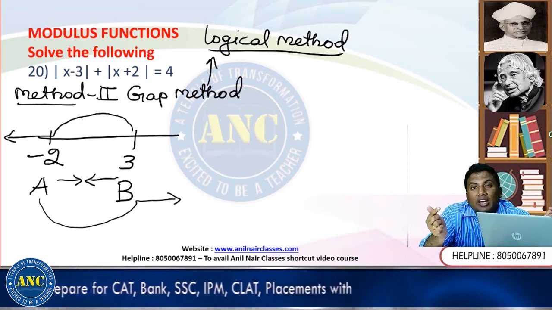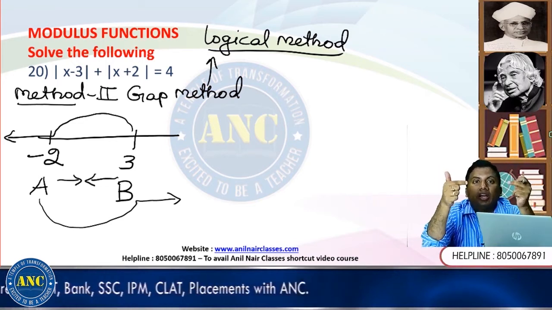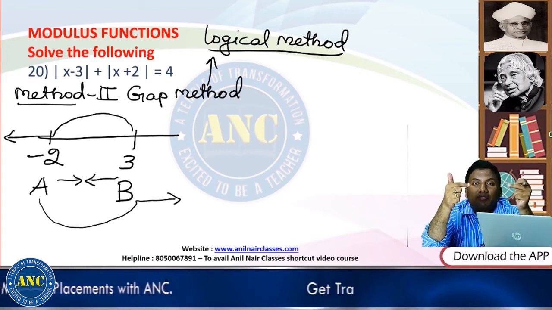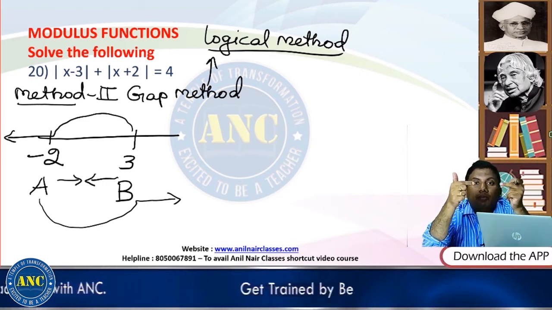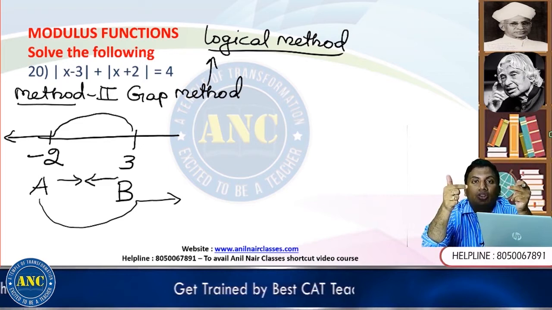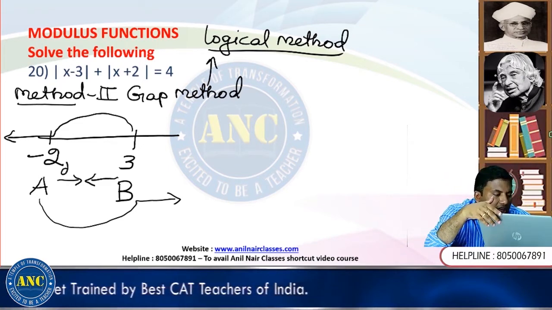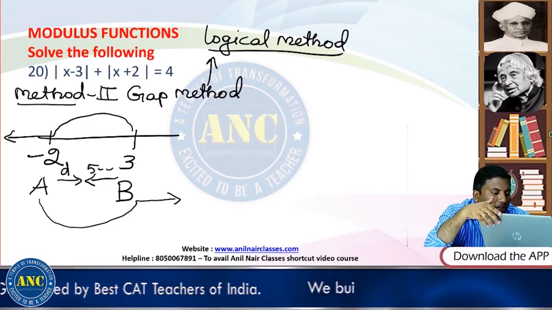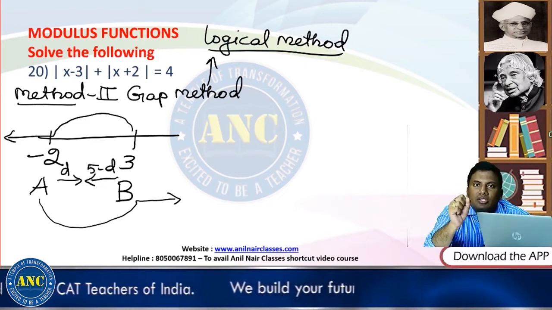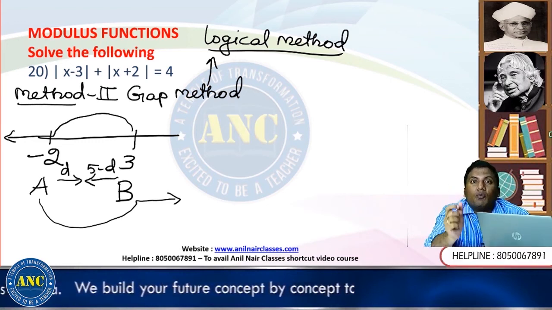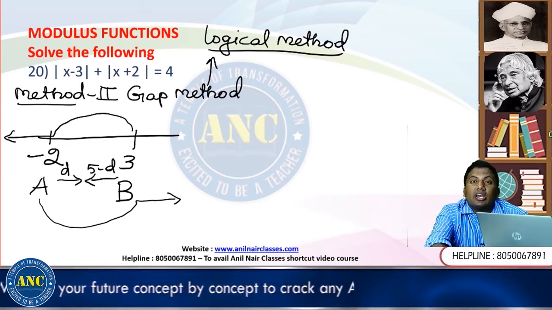If they come together in the opposite direction, -2 to 3, the gap is 5. Any point they meet between -2 and 3, the total distance will be 5. If I consider it as d, this will become 5 minus d. That means for them to meet between -2 and 3, what is the total distance they need to travel?